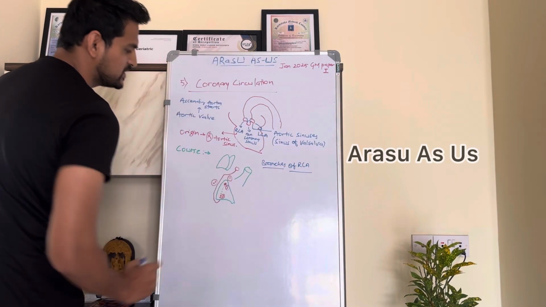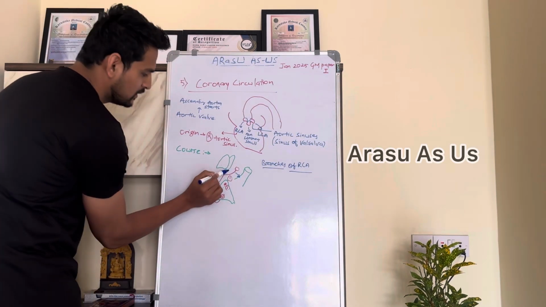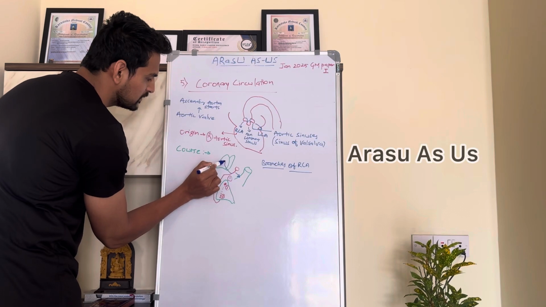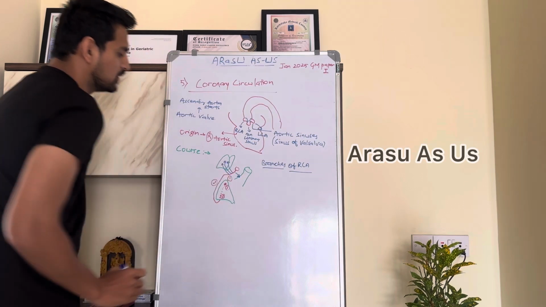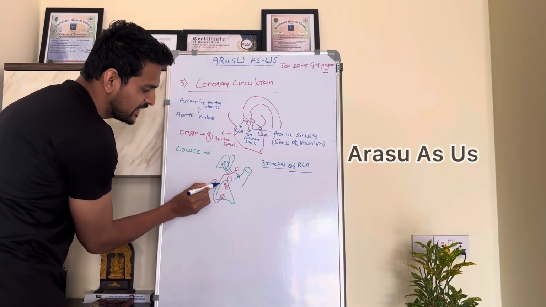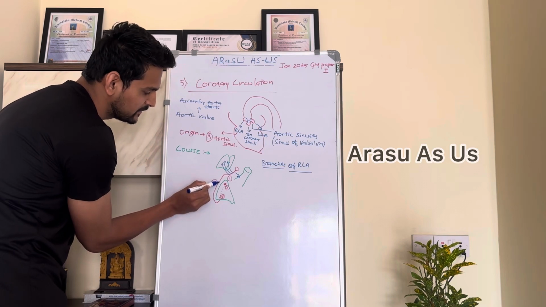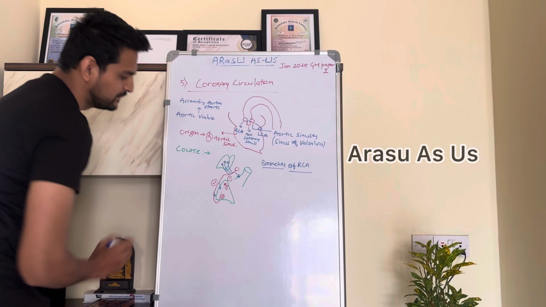So immediately after origin, it will give a branch to the pulmonary trunk. Then it will give a branch to SA node and to the right atrium, and even AV node. So these are the important structures here. And while descending down, it will give right-sided anterior ventricular artery, and right marginal artery.